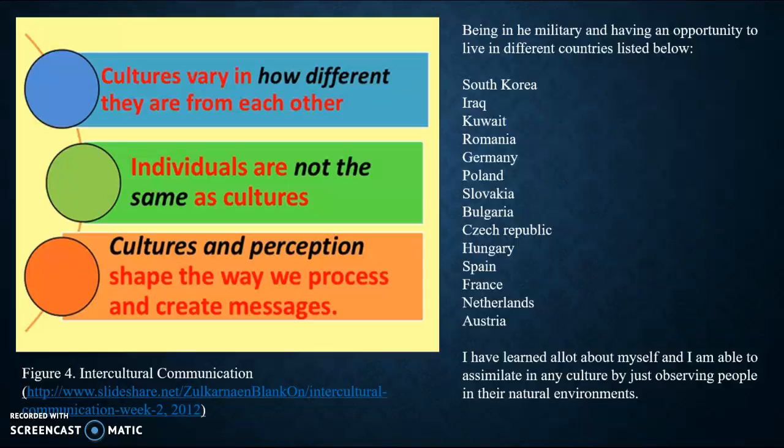Being in the military and having the opportunity to live in different countries, some of them are listed below. All those countries are different. They all speak different languages, and have different attitudes, beliefs, and cultures. I have learned a lot about myself, and I'm able to assimilate in any culture by just observing people in their natural environment.